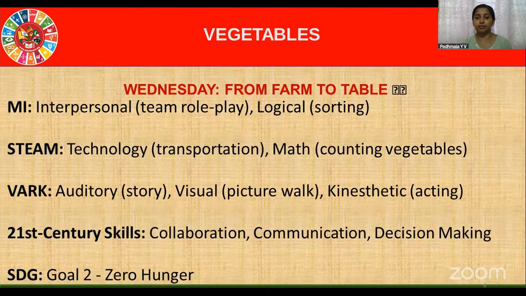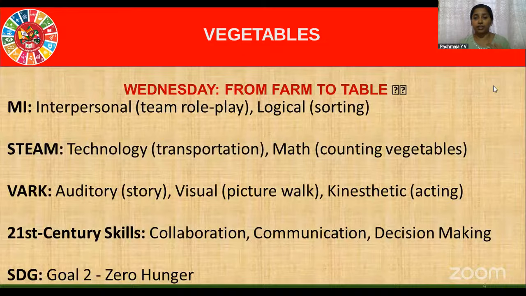Math, they are counting while they are sorting the vegetables, even when it comes to the processing of food, or from shop to home. They can also count their steps, count how much money is being spent. All these can be taught during this time.